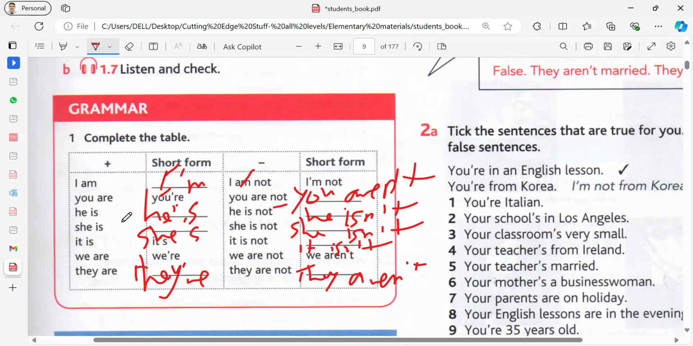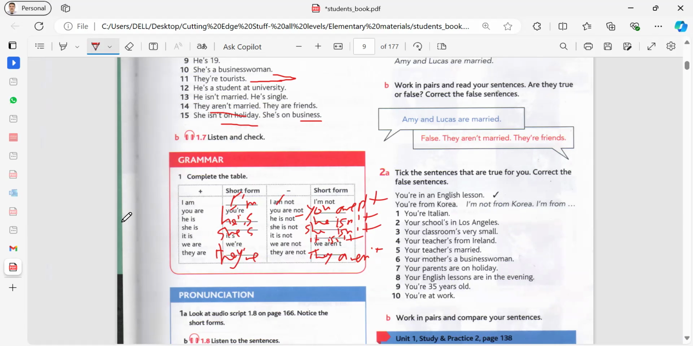I'll read the long form. Please read the short form. I am not. I'm not. You are not. You aren't. Great. He is not. He isn't. She is not. She isn't. It is not. It isn't. Yes, we are not. We aren't. They are not. They aren't. Yes, perfect.